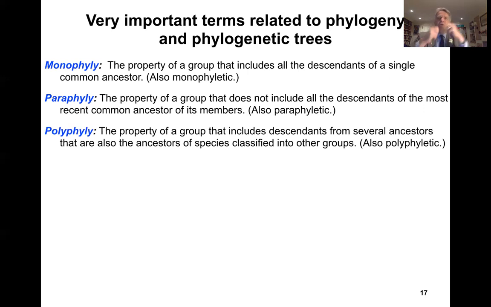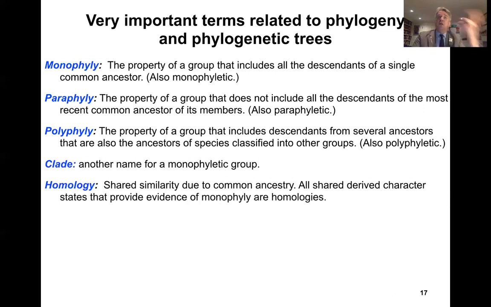Polyphyly is when you have multiple common ancestors, and I'll show you examples of this in a moment. A clade is another name for a monophyletic group. That is a common ancestor and all of its taxa. And we'll be using the term clade quite a bit through the remainder of the course.